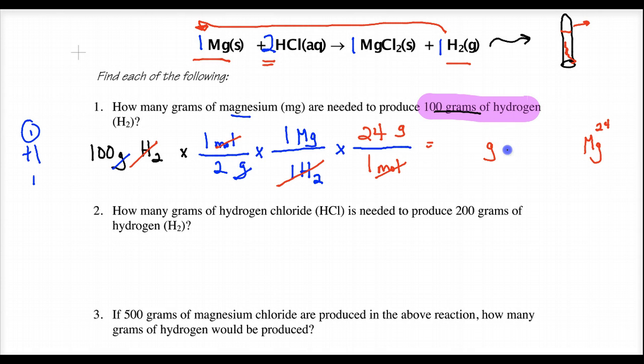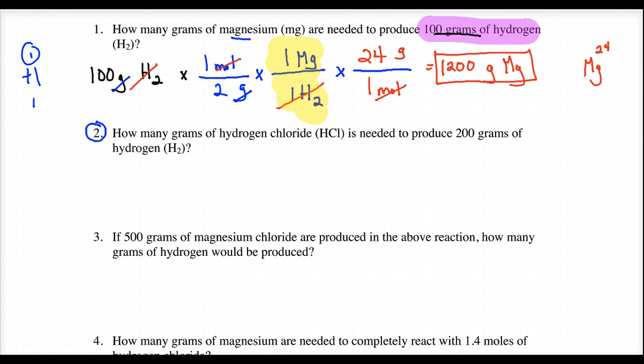So let's go. 100 divided by 2 is 50. Times 1 divided by 1 is 50. 50 times 24. And what I get is 1,200 grams of magnesium. So this is called a mass-to-mass problem. I couldn't go directly. Remember, what makes it stoichiometry is that right there. So you should try number 2 for homework. Well, let's look at some other ones.